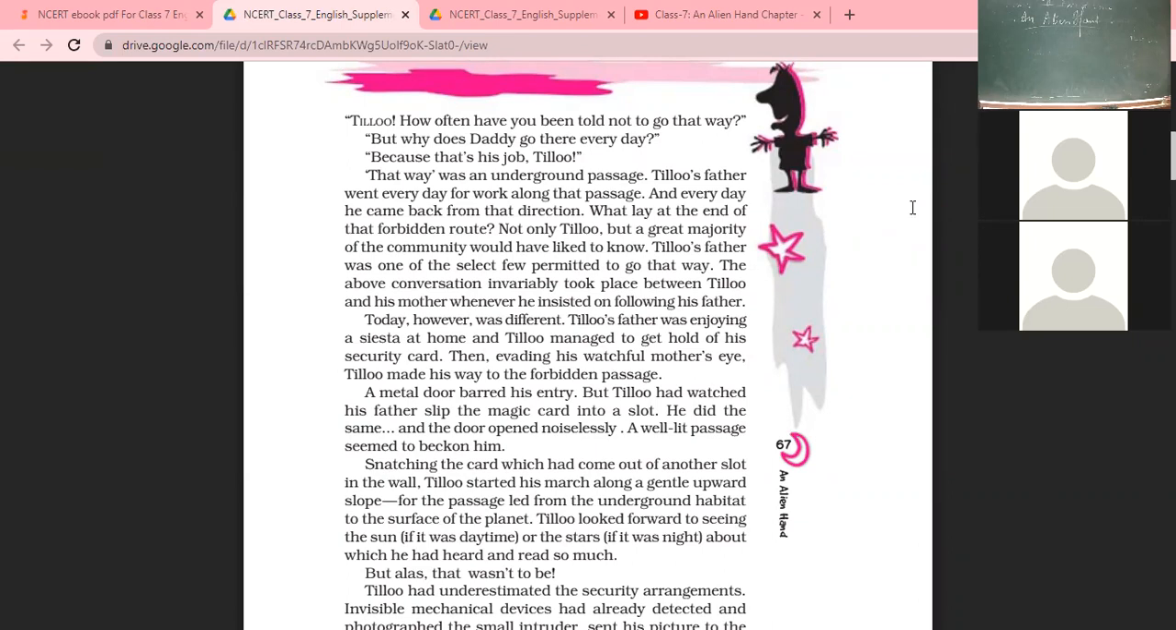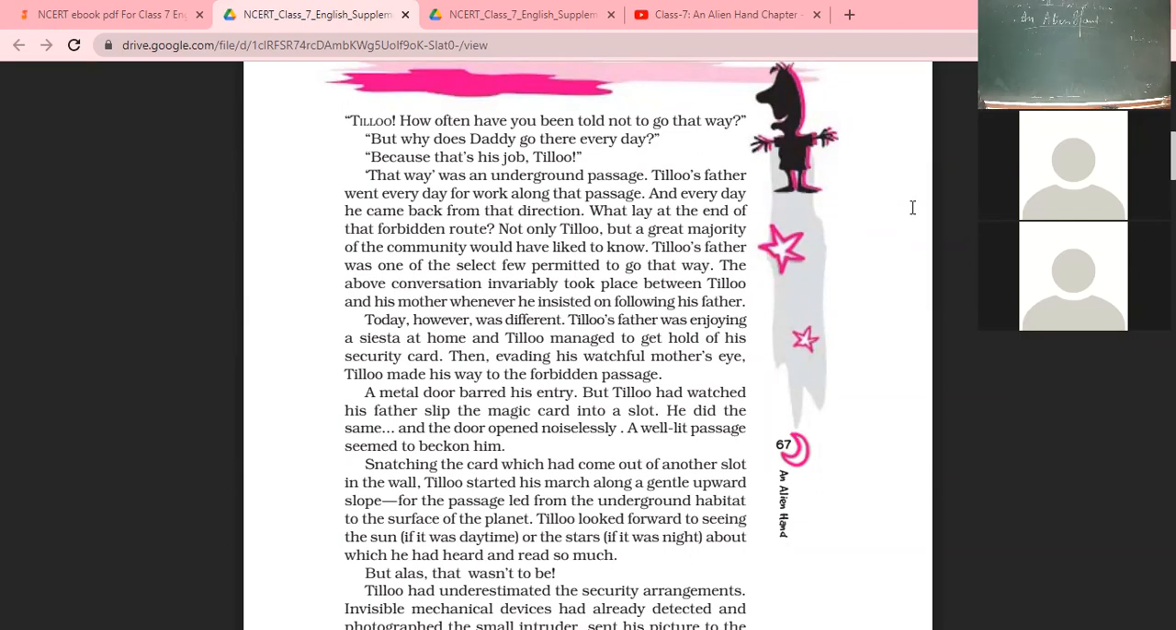Now, naturally, when your father is going to office or to his business shop or to anywhere else, you know where my father is going. But suppose you don't know where he is going, but you only know the way he is following, you will be curious to know where he is going daily. Similarly, Tilu wanted to know that place where his father was going. And every day he came back from that direction.